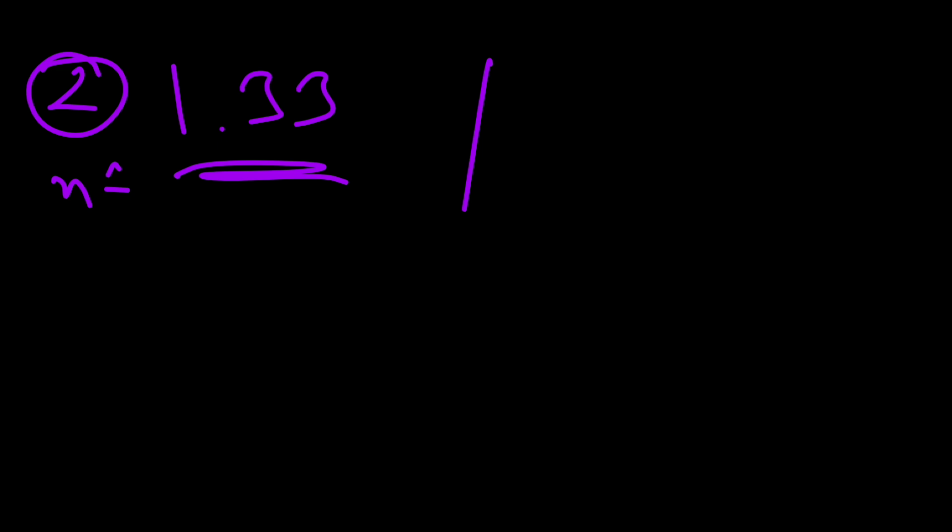So let's see the second question. The refractive index of water is 1.33. He just changed the model. This time, the n value is given. Now he is asking, find the speed of light in water. He is asking, what is the v value now? You know the formula. n is equal to c by v.